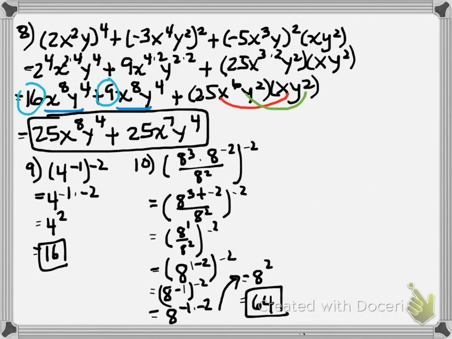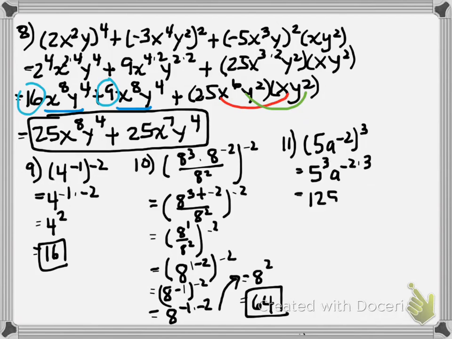Okay. All right, let's do another one here. We have the quantity 5a to the negative second power. We want to cube that. So again, we've got to remember we have to cube each item. So we're going to cube the 5, and we're going to cube the negative 2. 5 cubed is 5 times 5, 25, times 5 is 125, and we have a to the negative 6 power.